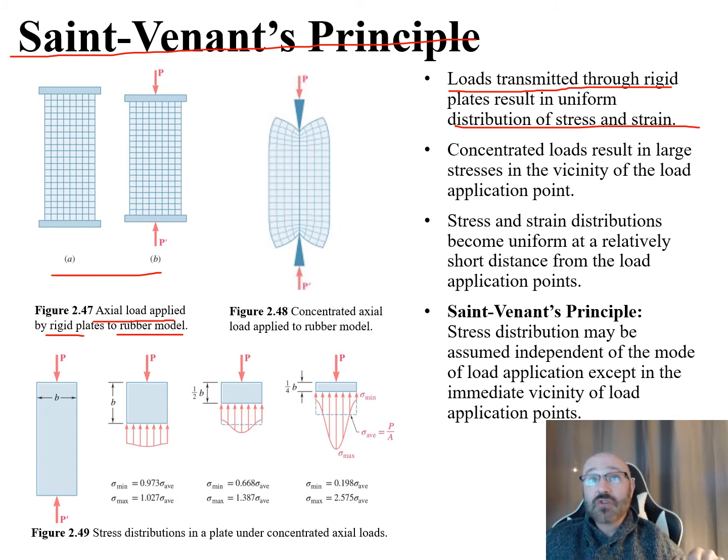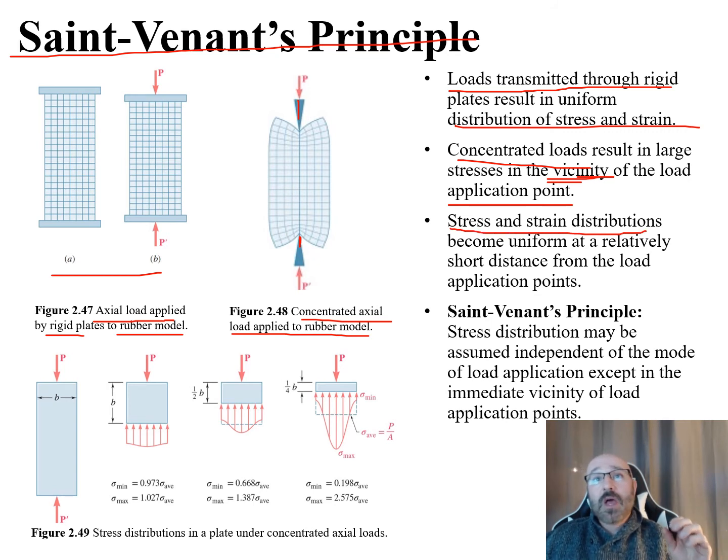Now, concentrated loads are going to result in large stresses in the vicinity of the load application point. We can see this over here in figure 2.48. We have this concentrated axial load coming in to that same rubber model, and now you can see the large stresses that occur in the vicinity of where those point loads are. The other thing to think about is that the stress and strain distributions become relatively uniform at short distances from the load application points.